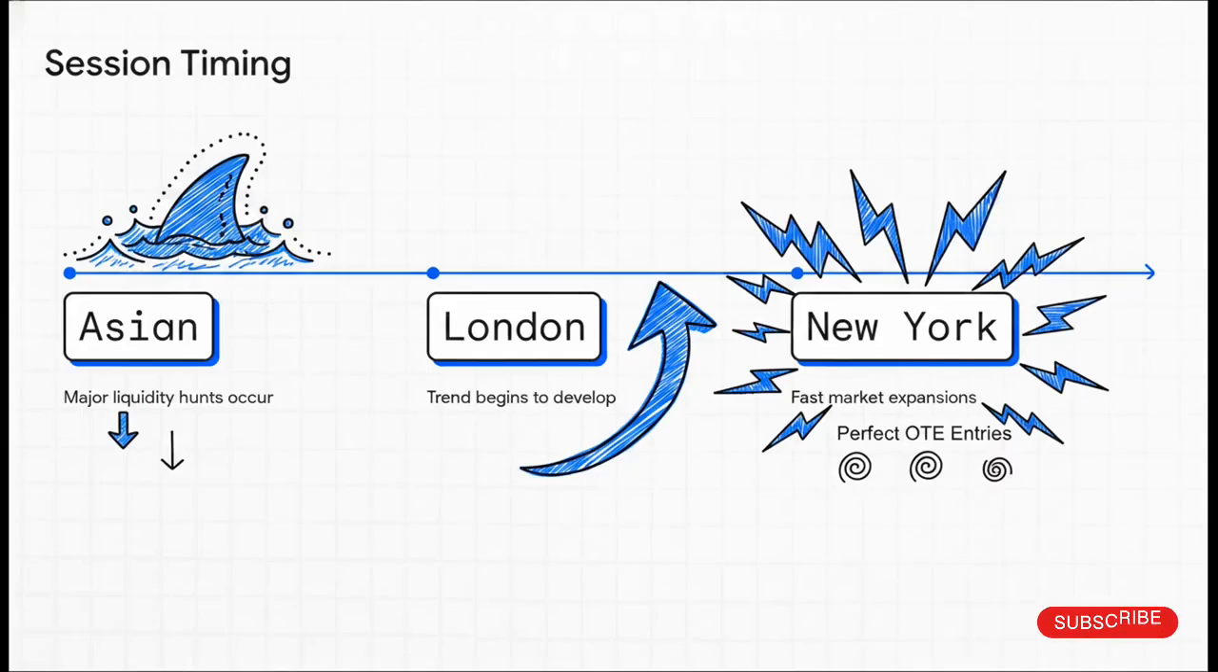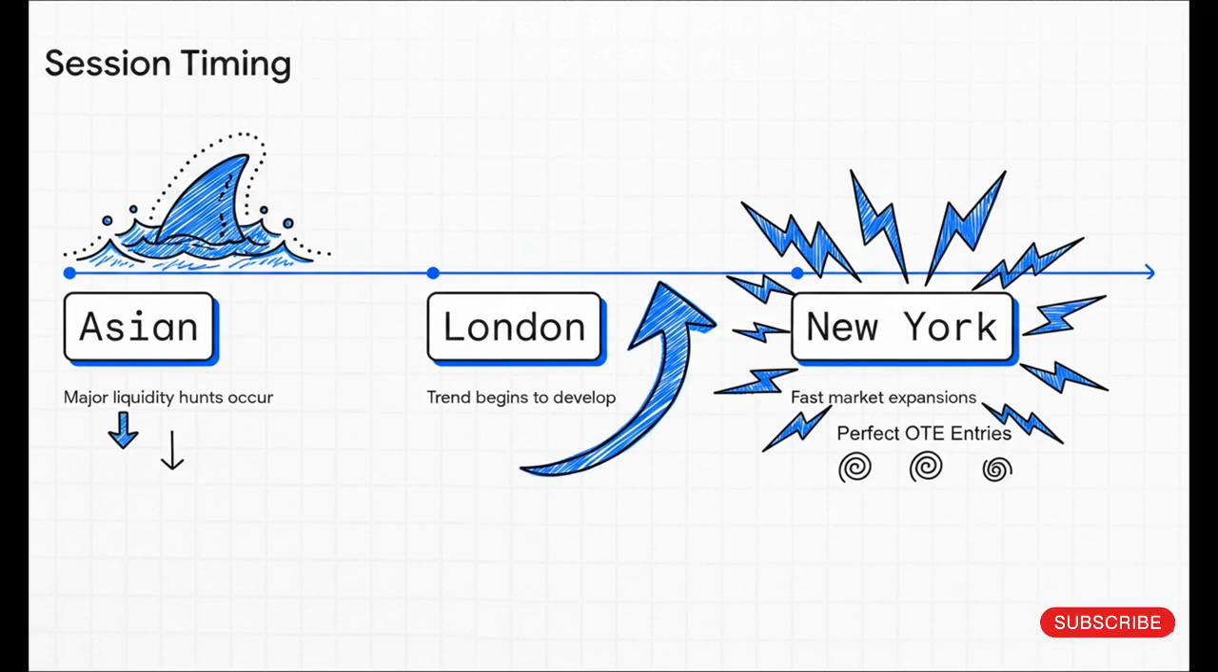Finally, we have to talk about session timing, because when you trade matters just as much as price itself. The Asian session is generally where initial liquidity is built up and hunted. Then, the London session is where the true trend really begins to develop. And the New York session? That's known for those fast, explosive market expansions. That's usually where you'll find those perfect OTE entries we just talked about.